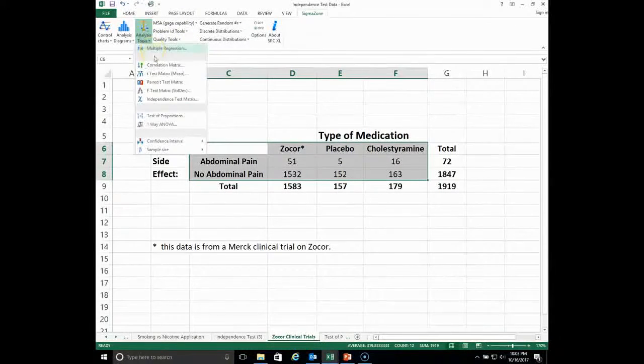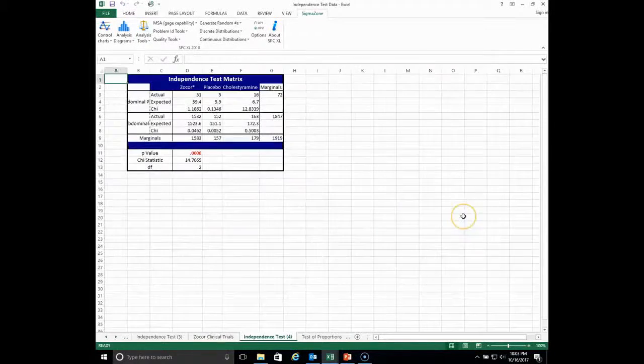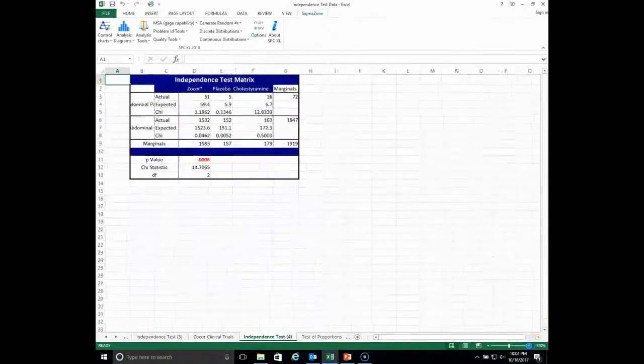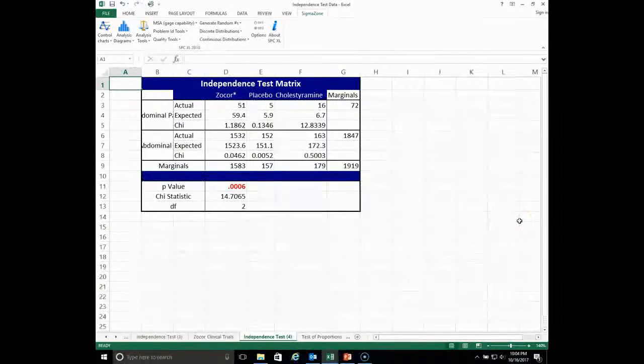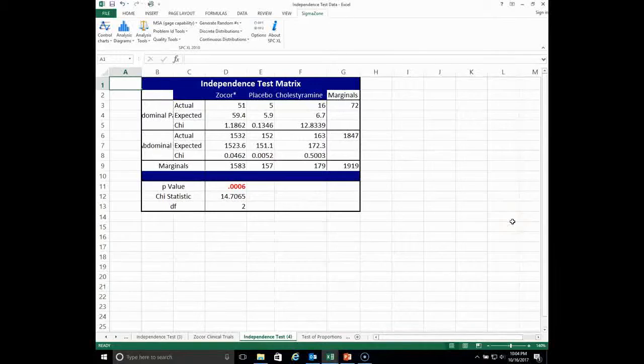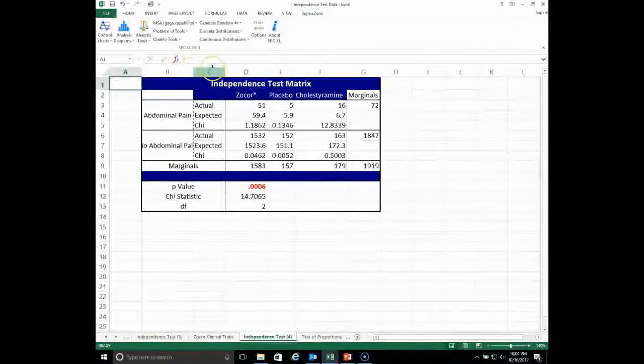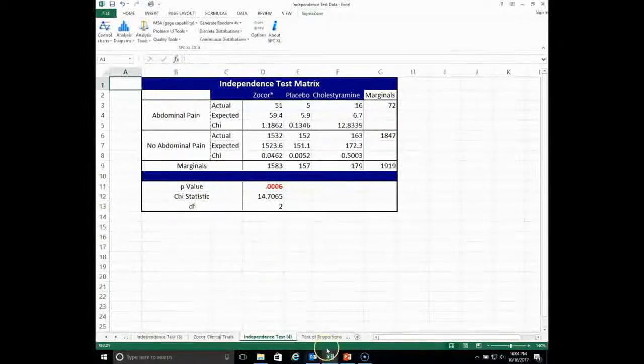We go to analysis tools. We look on the independence test matrix. That's our data and outcomes. Believe it or not, a very significant, highly significant p-value, 0.006 means we can be about 99.94% confident that there is a relationship between this cholesterol medication and the abdominal pain, whether we have it or we don't have it on the left-hand side.